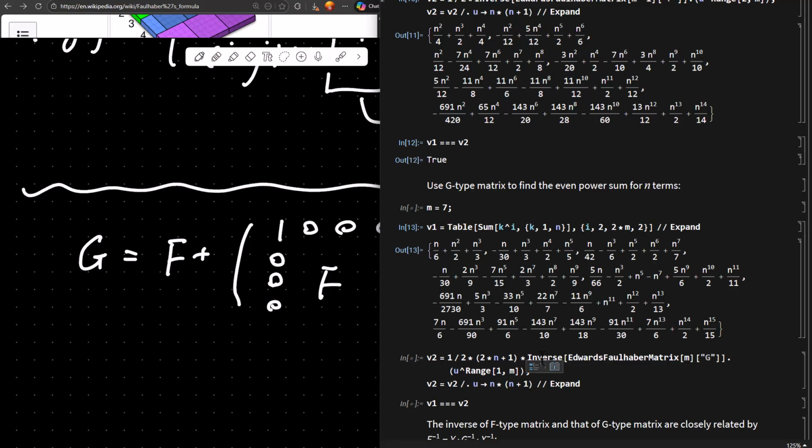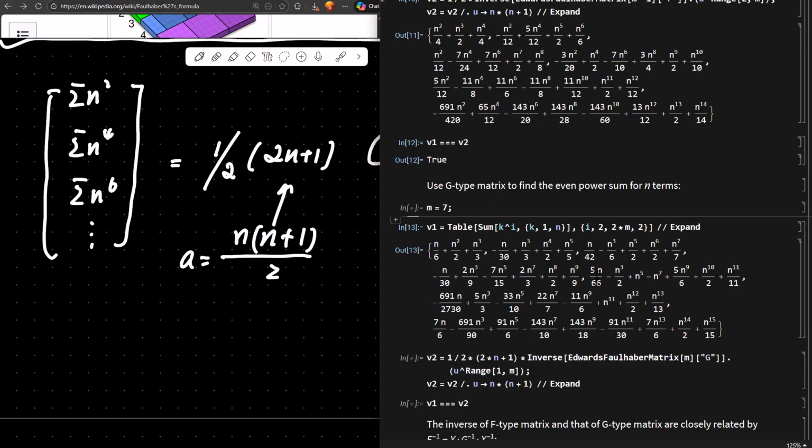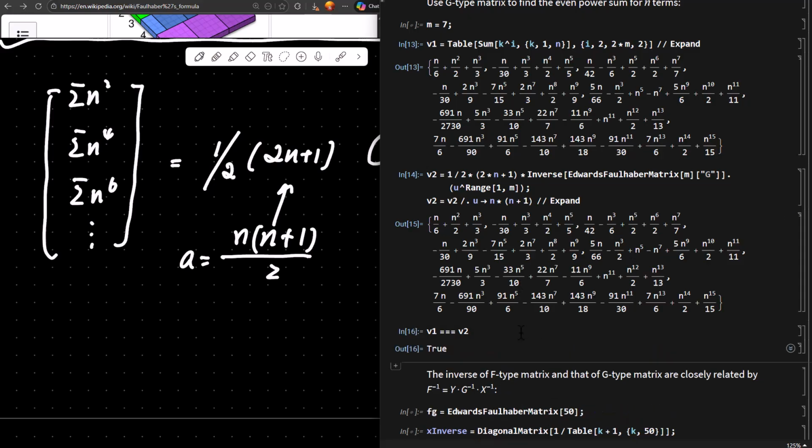And let's do that for this one again. So in this case, we have to include n, the number of terms, just like this part. And 1/2 times 2n plus 1 times g inverse and times a u vector. Here, we do that again. So you can see these two actually match term by term perfectly. And indeed, we have a very nice identity between the two ways to compute the same form.